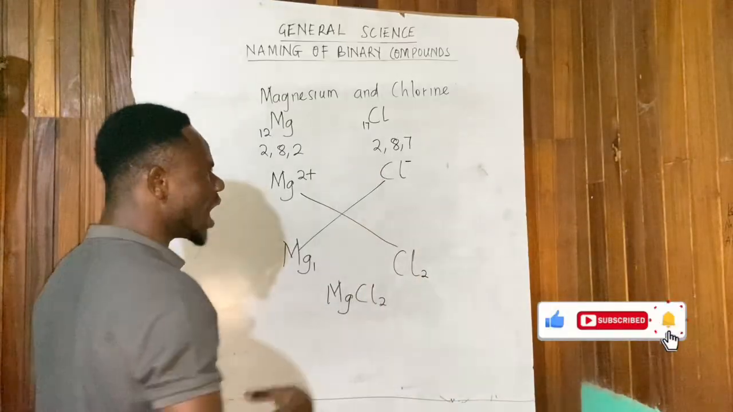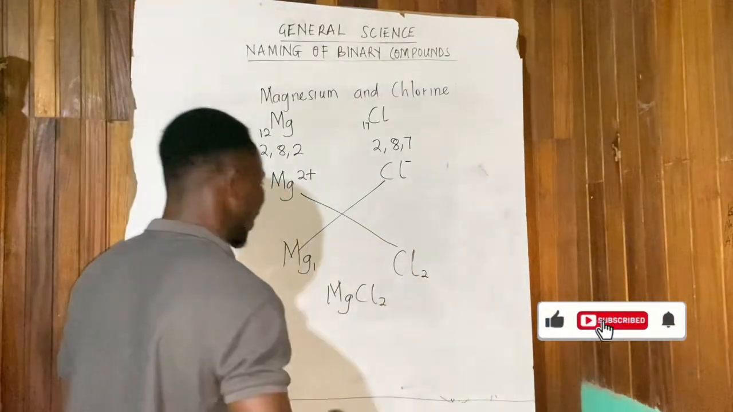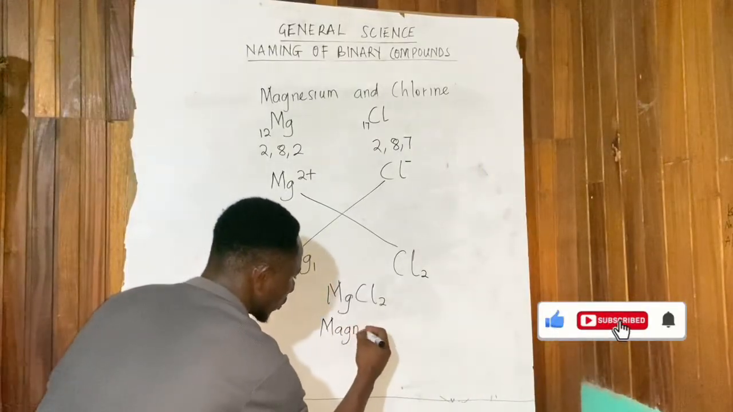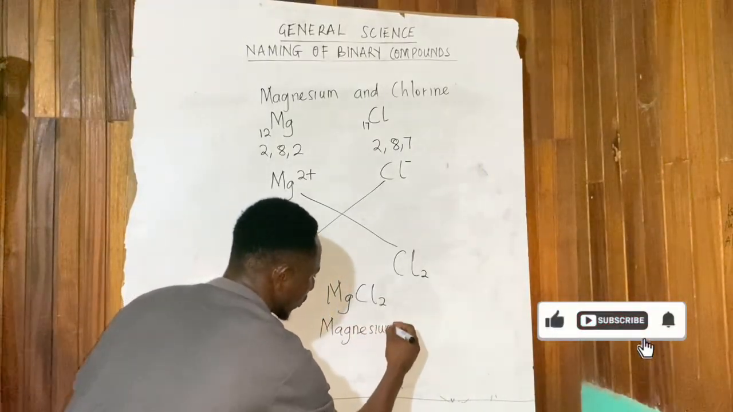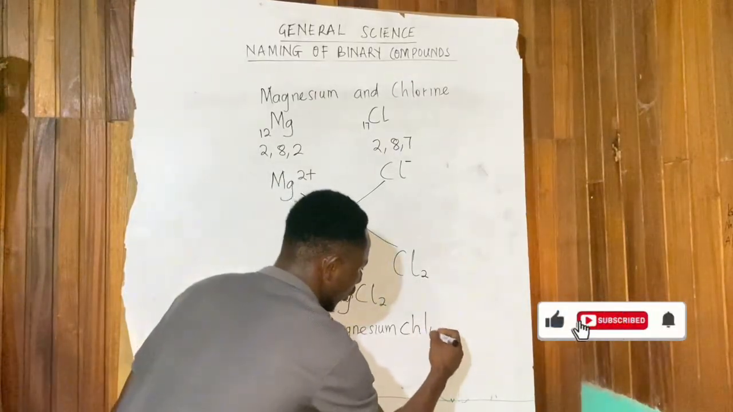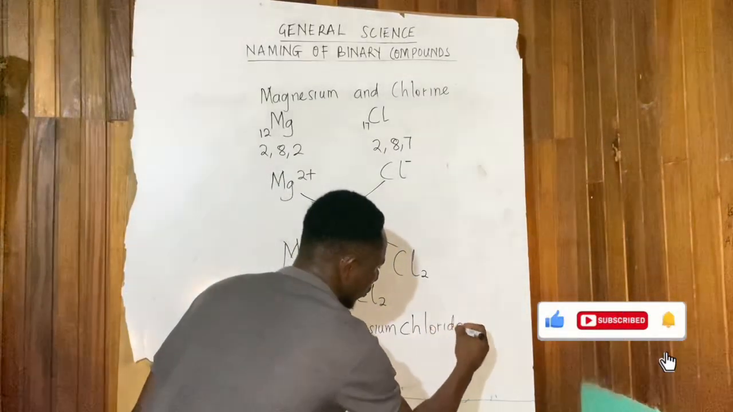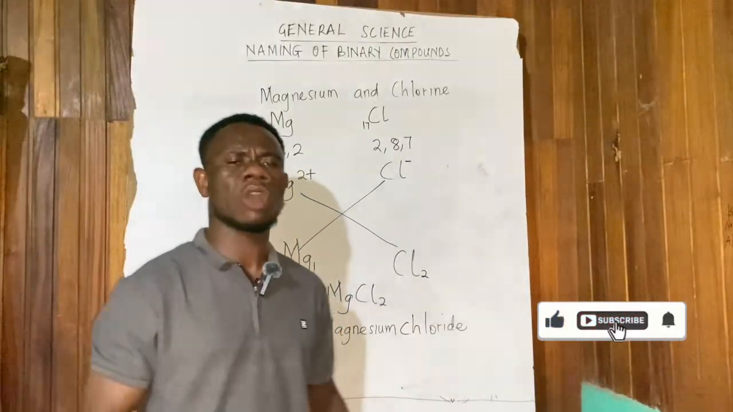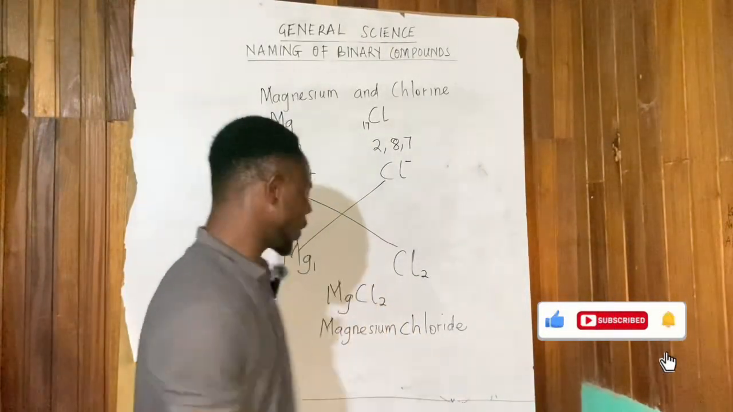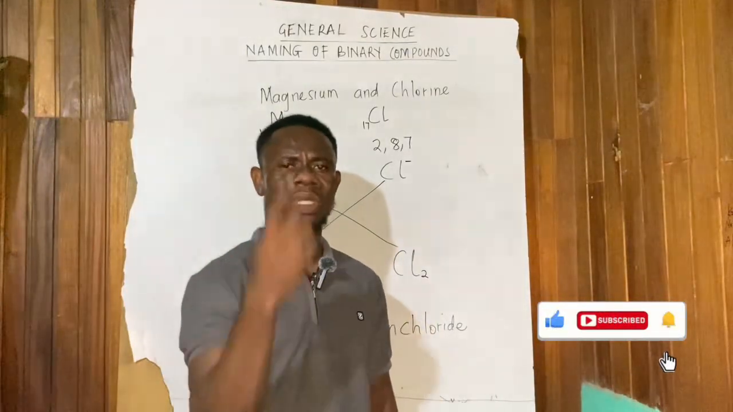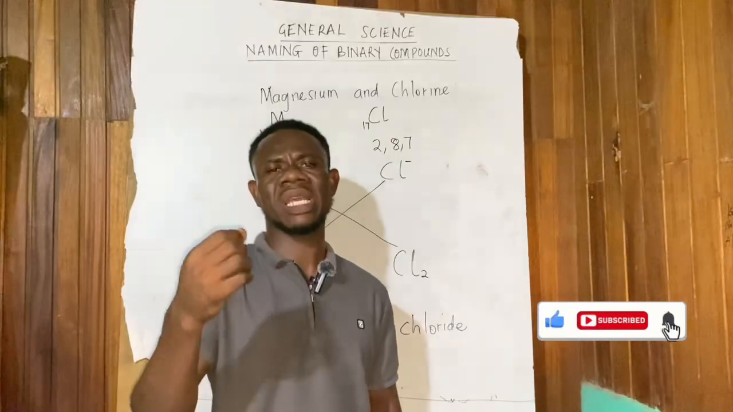We mentioned the name of the first element, which is a metal. So magnesium. Then chlorine will now change to chloride. Now, sometimes you can mention the number of atoms of chlorine, which is 2. When it is 2, we say it is di. When it is 1, we say it is mono. When it is 3, we say it is tri.